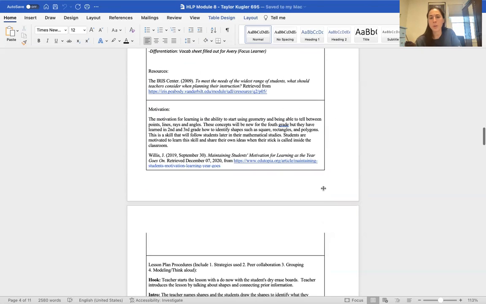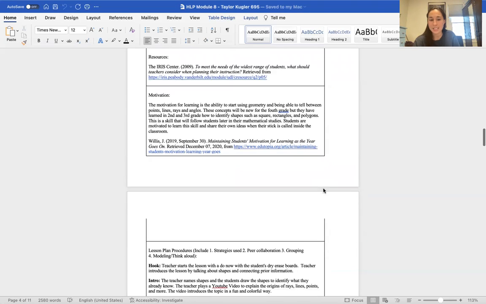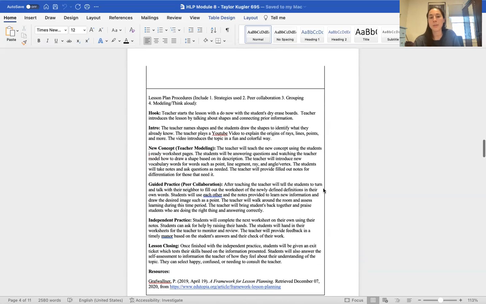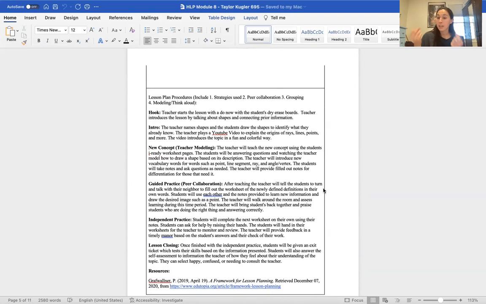So just go through their motivation, being able to tell the difference between the different terms: points, lines, rays, and angles. This is brand new to them. They have not learned this before. It's an unknown concept, so you'll see as I put kinesthetic movement into the lesson. The hook is going to be starting the lesson with a Do Now. They're taking out their dry erase boards, and I'm going to say, draw me a shape such as a triangle.